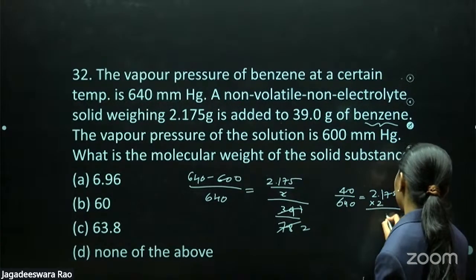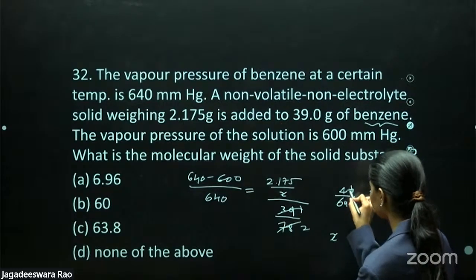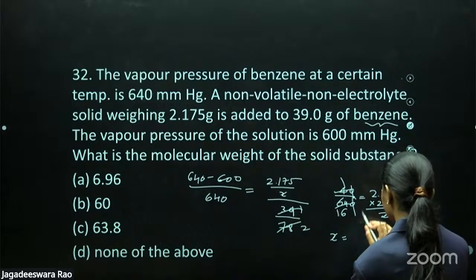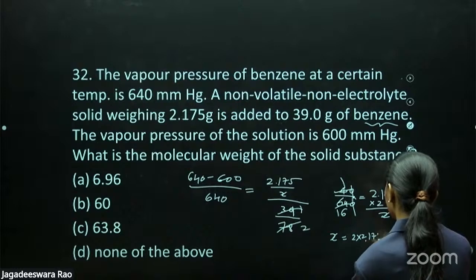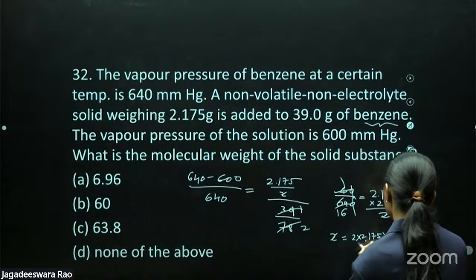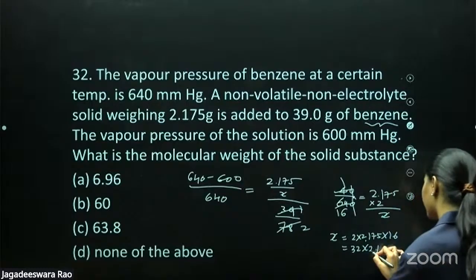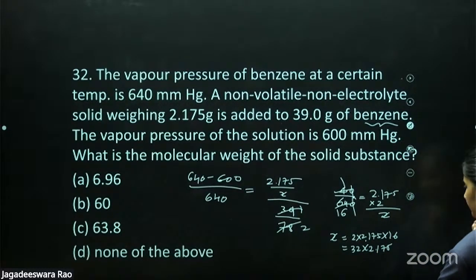Into 2 divided by x. Now I want the x. So 10 and 10 cancel, 4 ones are 4, 16s are... So x will go above. So it's like 2 into 2.175 into 16. So 16 twos are 32. So 32 into 2.175. So 32 into 2.175 is nothing but 32 twos are 64.